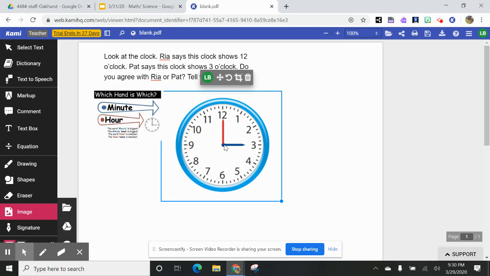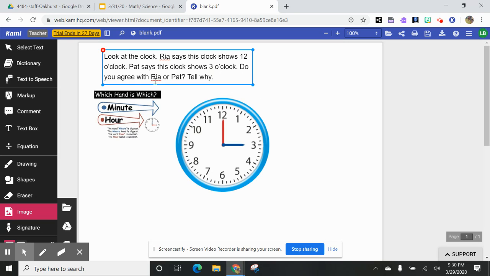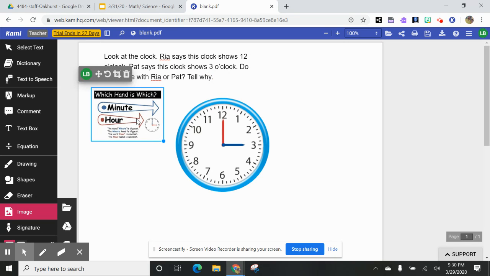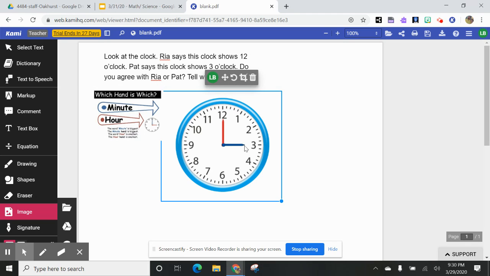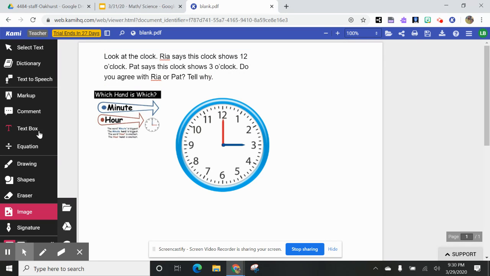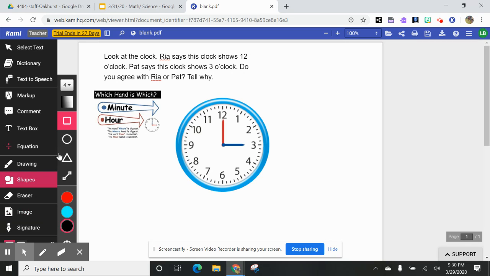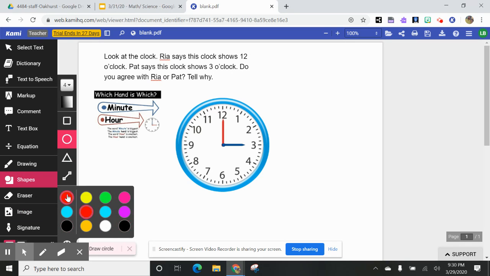So we can go ahead and look back at the problem. We show that Ria is thinking that it is 12 o'clock, meaning that the hour hand is pointing at the 12, and Pat says that the hour hand is pointing toward the 3. If we look back and remember that the hour hand here is the shorter hand, we know that Pat is correct because the hour hand is pointing toward that 3. So we'll go ahead and circle that we know for sure that Pat is correct.